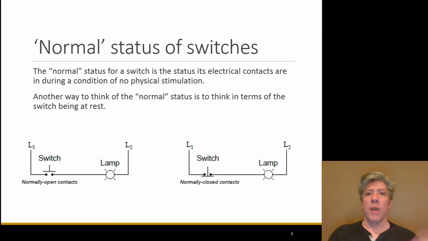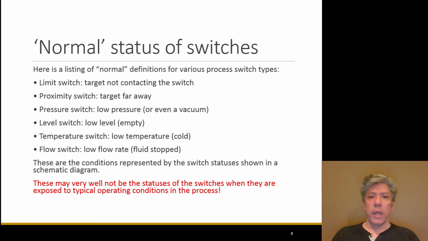It's the non-activated state where you haven't pushed the switch. So a limit switch, for example, would be in its normal state when nothing's touching it, contacting the switch and making it change from its normal state. And a lot of times these switches have a spring that returns them to their normal state. In a proximity switch, when the target's far away, then nothing's being sensed, and that's the normal state. In a pressure switch, where there's low pressure, the pressure switch is not activated, it's in its normal state.